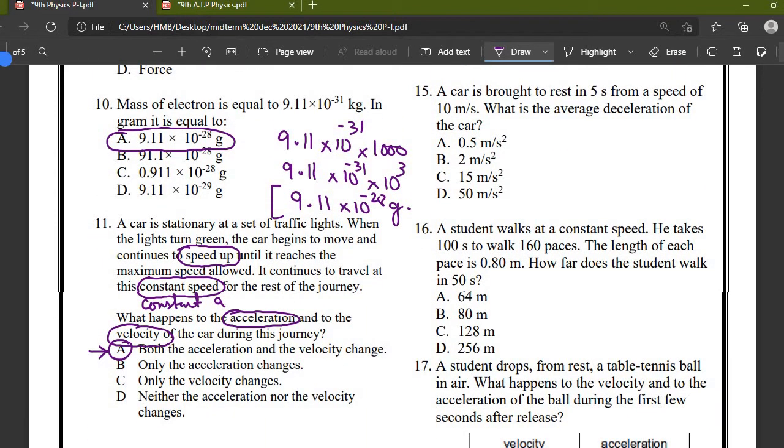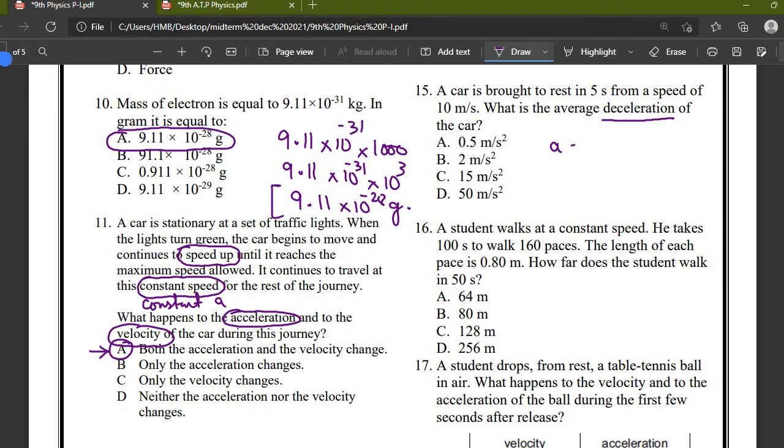A car is brought to rest in 5 seconds from the speed of 10 meter per second. What is the deceleration of the car? So for the deceleration, the formula is change in velocity divided by time, and the change in velocity is from 10 meter per second to rest, that will be equal to minus 10, divided by time which is 5. So the correct answer will be minus 2 meter per second square. Option B is the right answer.